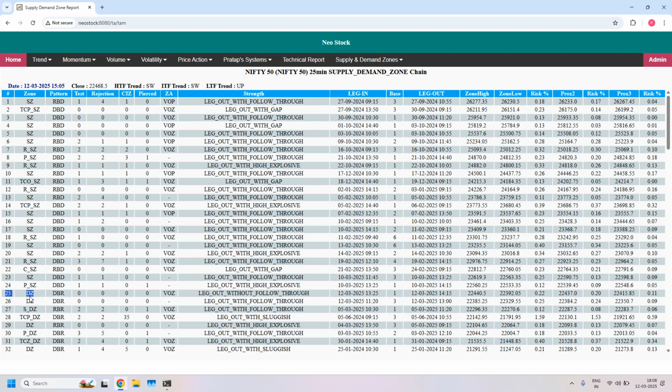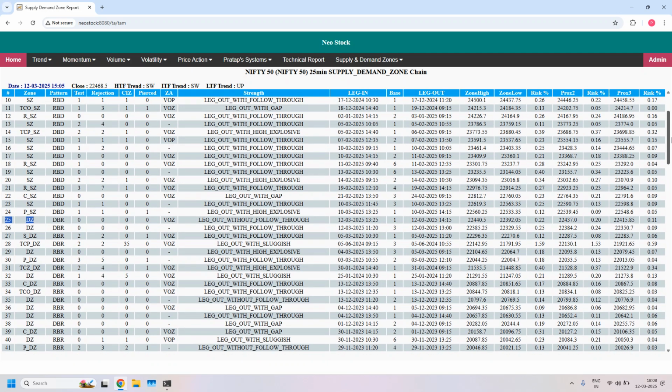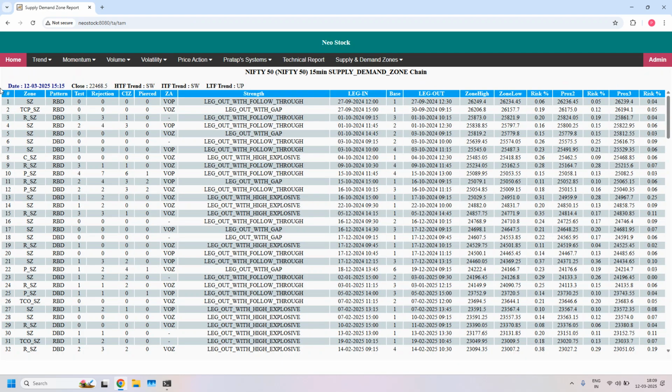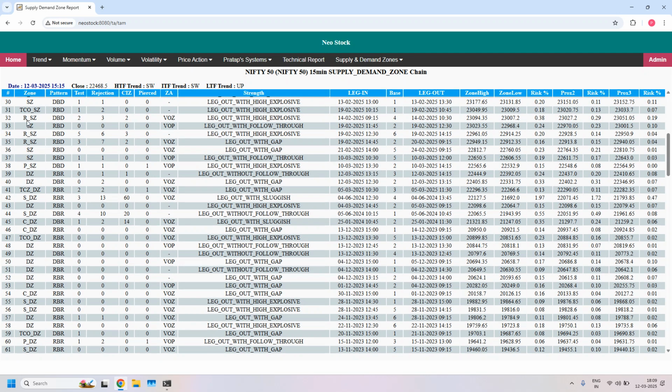This is the nearest demand zone. Let me put it in the center. Okay, next, 15 minutes supply demand zone chain for Nifty. All are supply zones. I'm scrolling the list down. And the nearest demand zone to the current closing price is 39. Let me put it in the center.